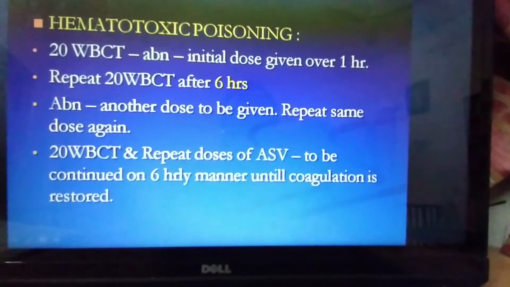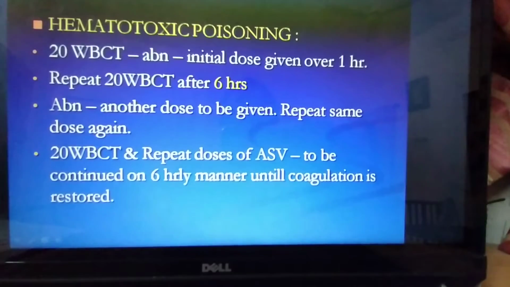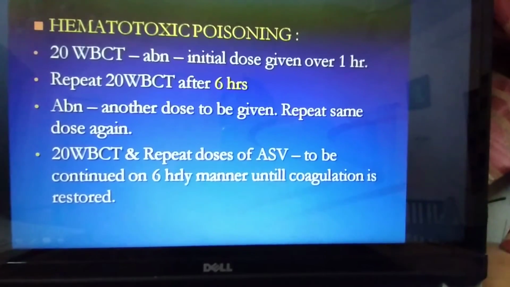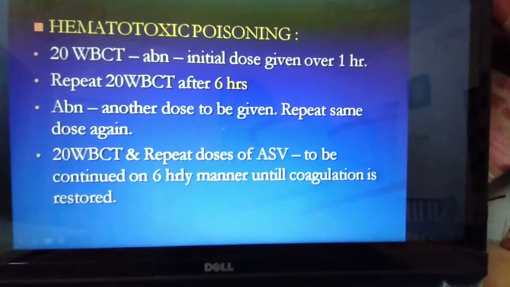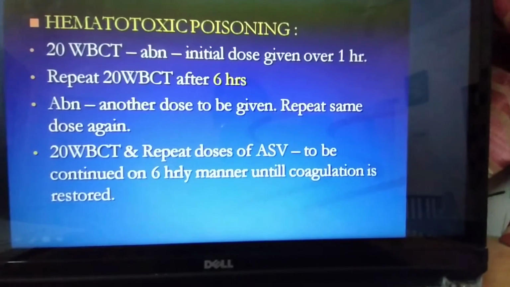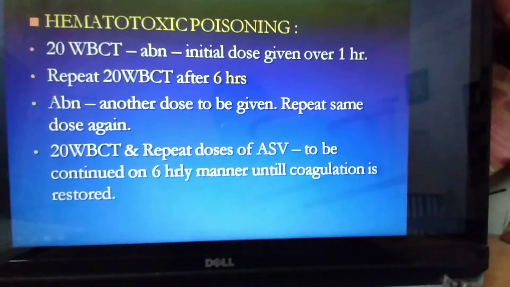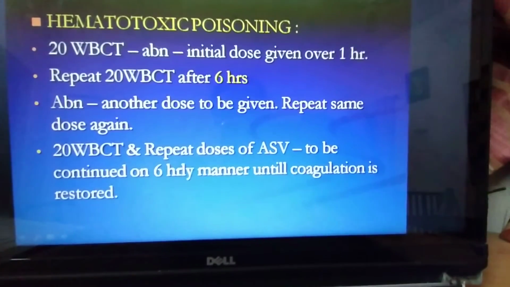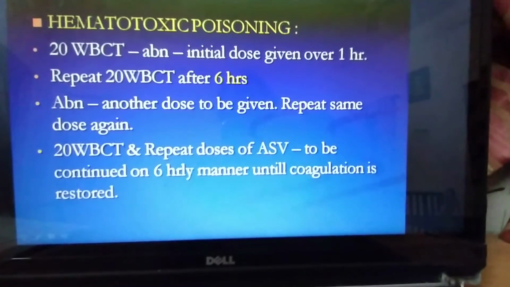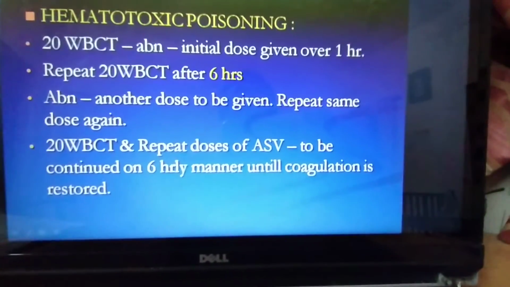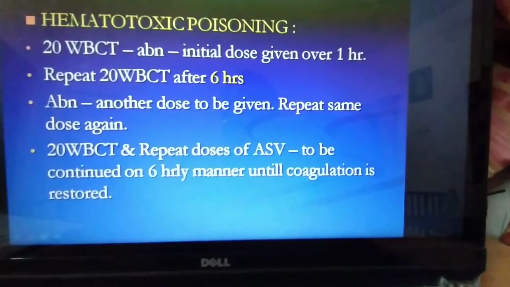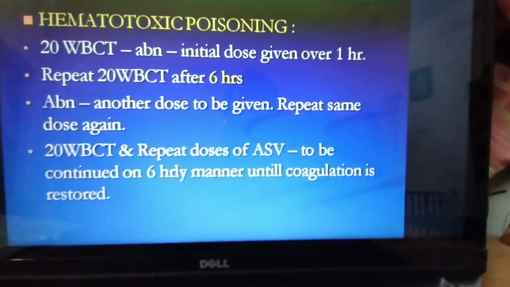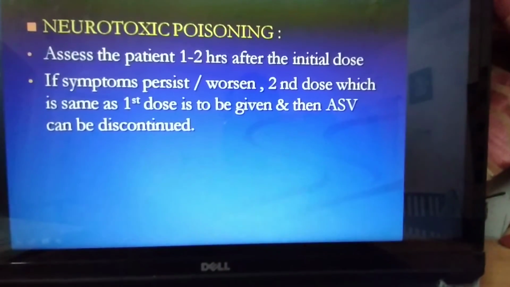So you can repeatedly check the 20-minute blood clotting test and repeat the dose of anti-snake venom continually in a 6-hourly manner. See that the coagulation has been restored in the patient. Then only you can stop the anti-snake venom administration.